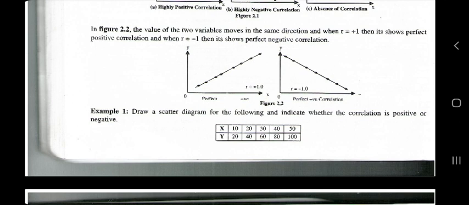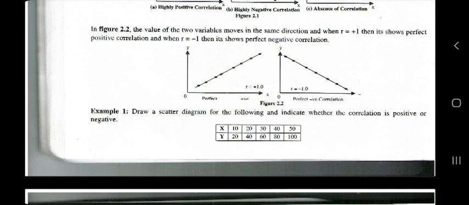And in the same way, the value of x is increasing but the value of y is decreasing because the data is coming downwards as it moves towards the right. So it is coming downward, so it is perfectly negative correlation. Okay.